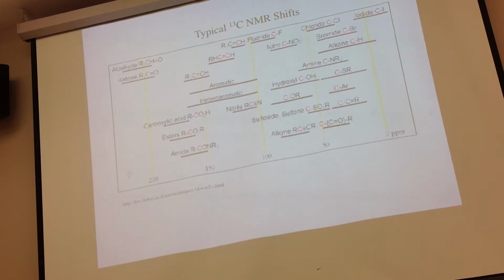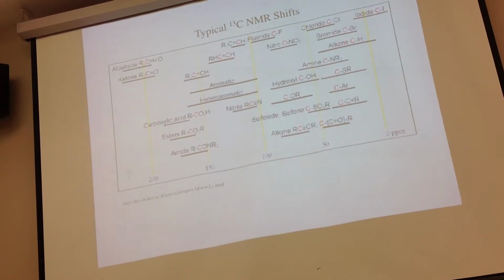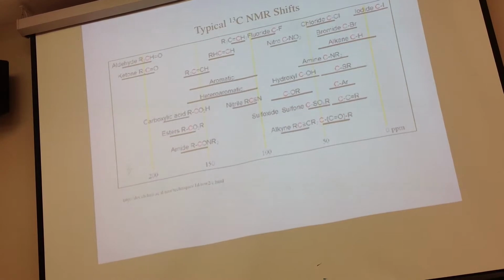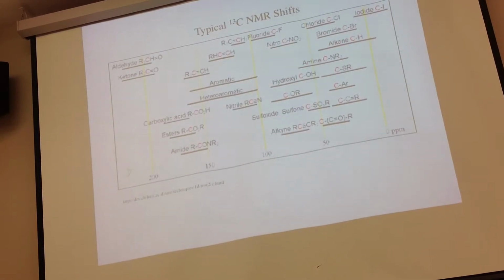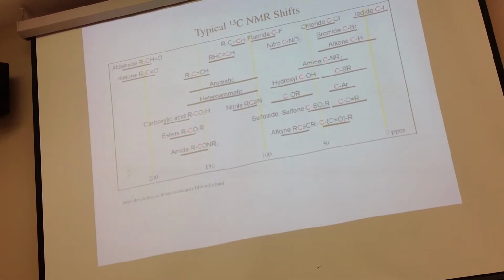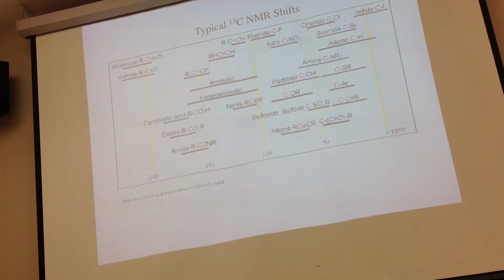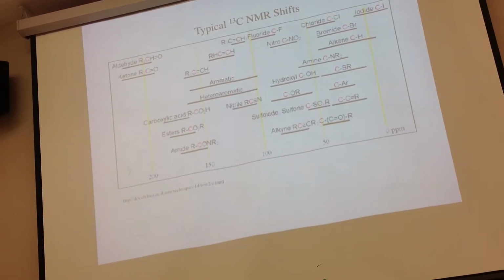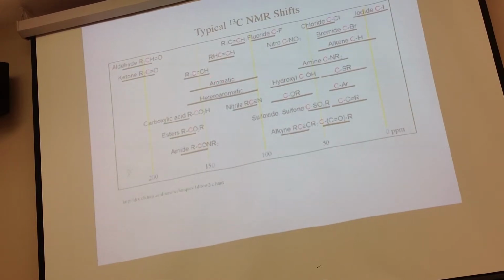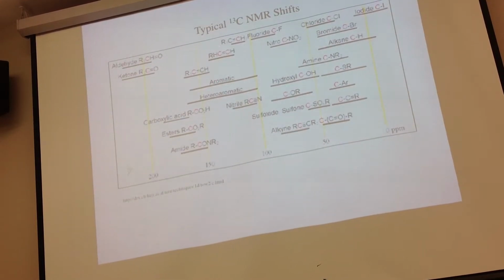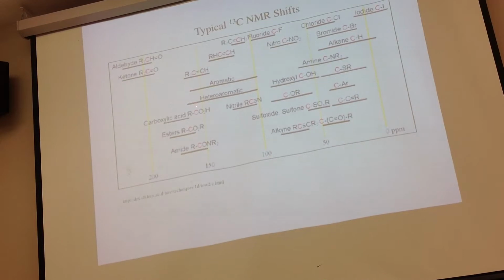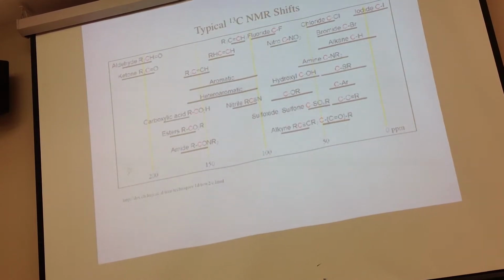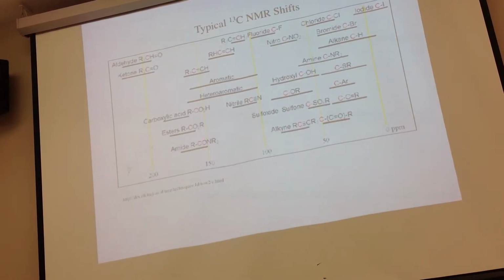Alkanes are kind of here, and I'm just going to point out some of the major ones. Alkanes are here, and then we have amines and alcohols. That's a carbon with an OH on it. And then we have carbons involved in benzene rings right here. Double bonds are right in here. And then we have carbons as part of C double bond O's. They're kind of all in this range.